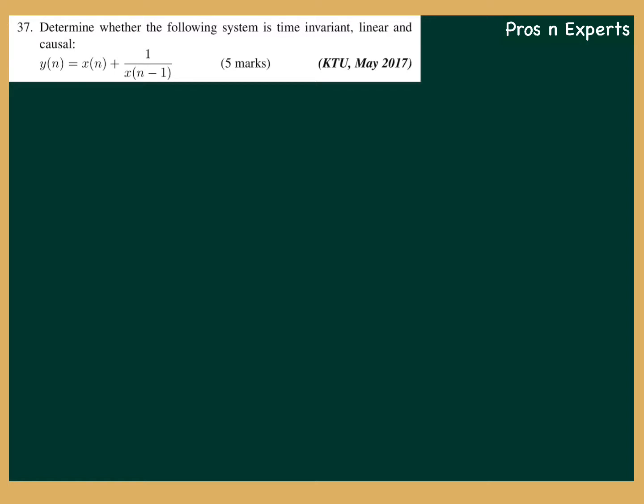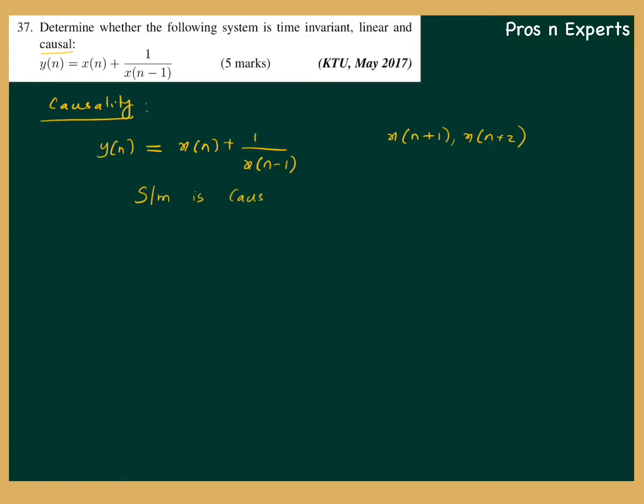Alright, next is checking causality. That's the third condition. Checking causality is very simple here, because the input output relation is y of n equal to x of n plus 1 by x of n minus 1, where there is no term which indicates the dependence on the input's future, like x of n plus 1 or x of n plus 2. There are no future terms of the input in the input output relation. That means the system is causal.